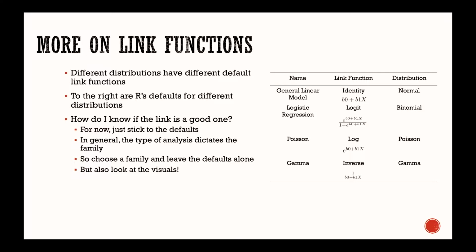And then for a Poisson, the default link function is log, which means the natural log, but anyway, it depends on whether you're talking about y or the expected value of y. So e to the b0 plus b1 times x, that's the link function, and the distribution that we assume is the Poisson. And then the gamma's default link function is the inverse, which is 1 divided by b0 plus b1 times x, and the distribution associated with a gamma is, not surprisingly, a gamma.